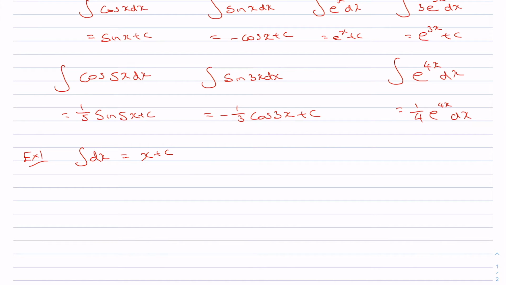Right. Example 2. Feel free to pause the video and have a try first. 7 sine x dx. Well, what's the integral of sine x? Well, the integral of sine x is minus cos x. So that number in the front doesn't change. It stays there. So it'll be minus 7 cos x plus c.